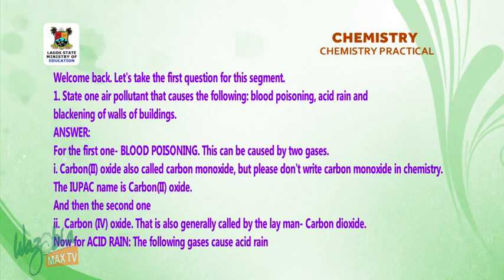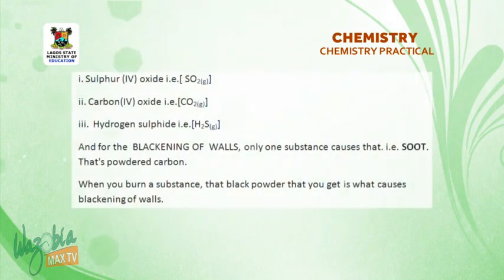Now, for acid rain, the following gases cause acid rain: sulfur 4 oxide, that is your SO2 gas; carbon 4 oxide, that's your CO2 gas; and hydrogen sulfide gas, that is H2S. And for the blackening of walls, only one substance causes that, that is soot, that's powdered carbon. When you burn a substance, that black powder that you get is what causes blackening of walls.